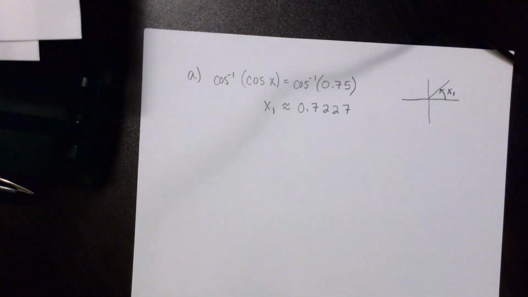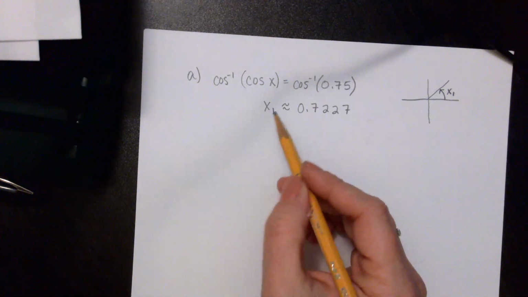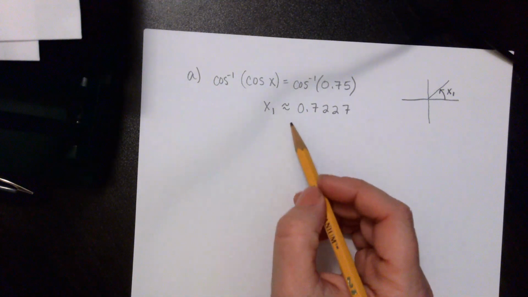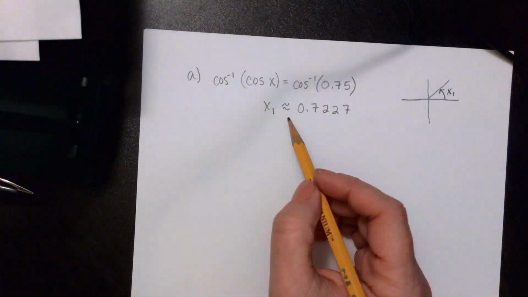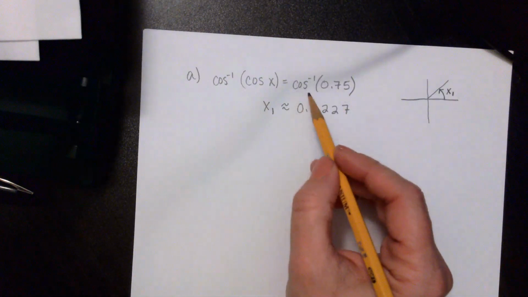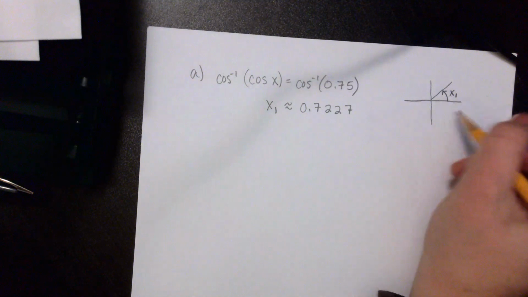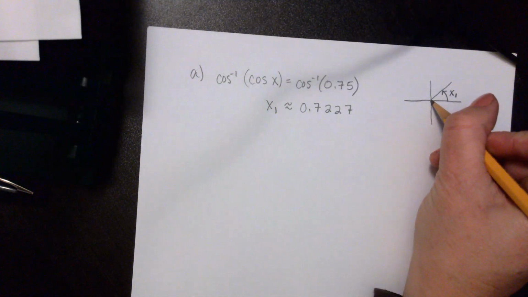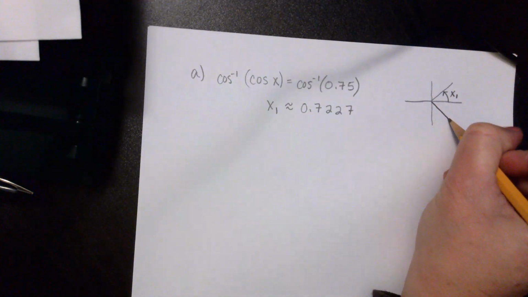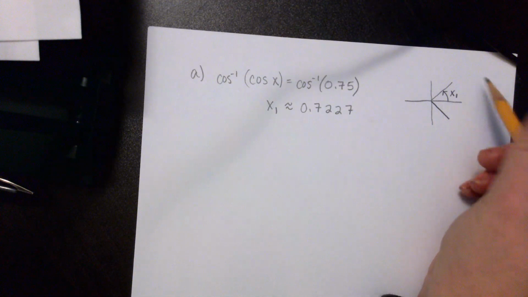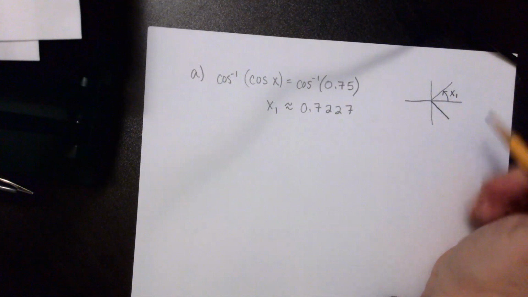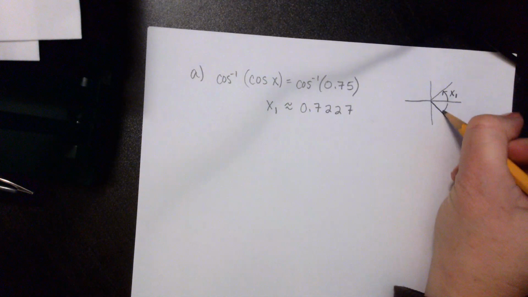Now, thinking about this, I need to find a second value, and so I need to find a second value that also has a positive cosine. So thinking about that, that means that I need to be in the fourth quadrant, right? Because my cosine is positive in quadrants 1 and 4. So I need to think about what this is right here.